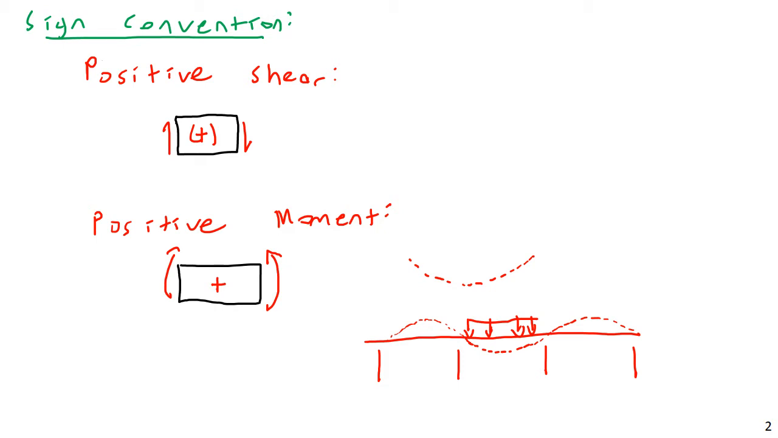But at least for simply supported beams, or for most of our cases in general civil engineering, we are dealing with beams bending this way rather than this way. So this is positive bending.